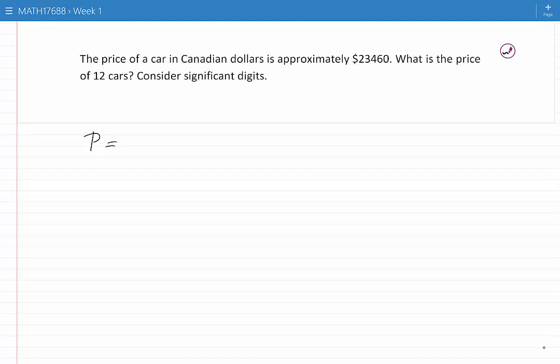would be the number of cars times the price for each car, which is $23,460. This becomes $281,520.